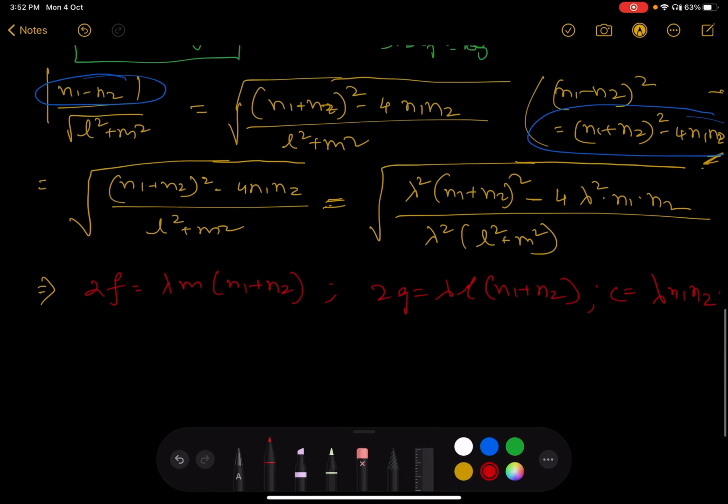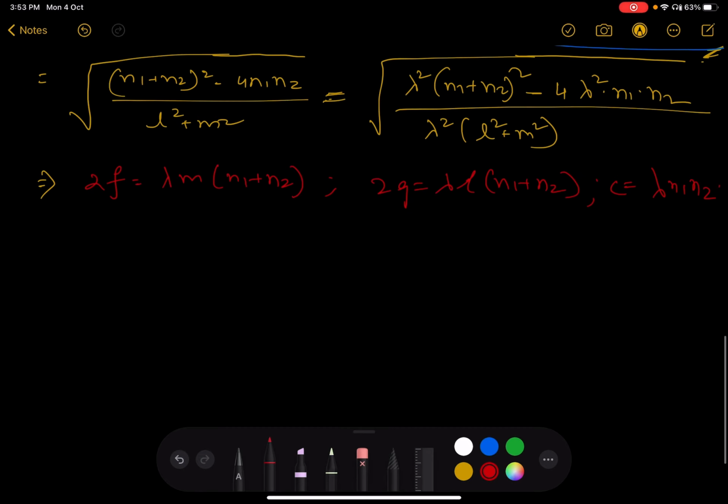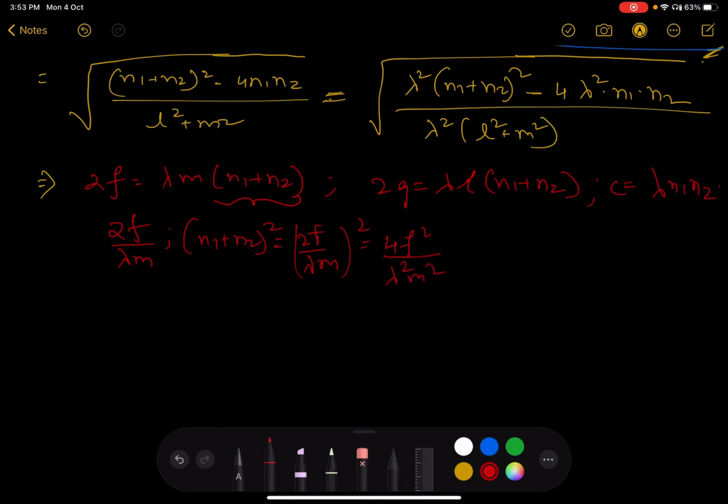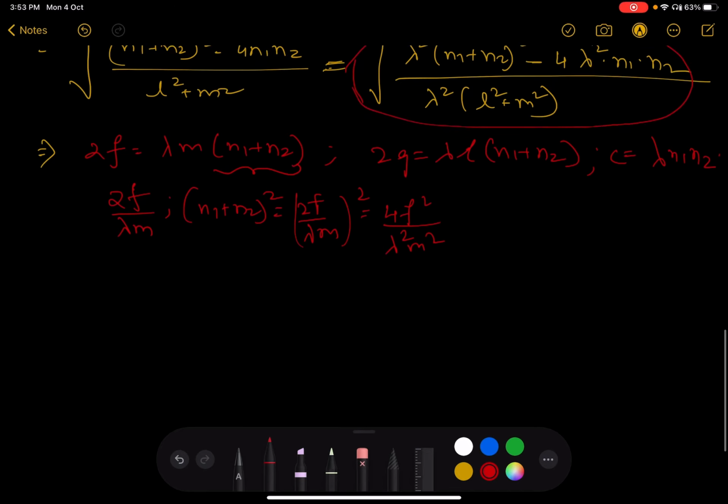So now what we will do is, n1 plus n2, what is the value of n1 plus n2? So n1 plus n2 is 2f by lambda m. So (n1 plus n2) whole square becomes (2f by lambda m) whole square, that is 4f square by lambda square m square. So let us substitute it in the equation which is written here.